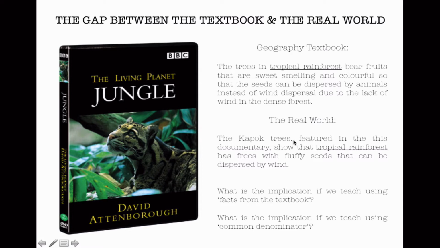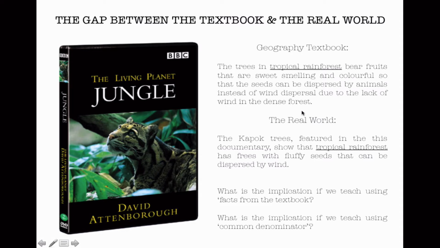So if I'm going to teach my students using my textbook knowledge, they will think that all trees in the tropical rainforest have sweet-smelling and colorful fruits. And when they look at this documentary, they realize that, hey, why is it that the textbook doesn't say that? Why is it that the textbook never addressed that some of the trees can be dispersed by wind? For a very simple reason.